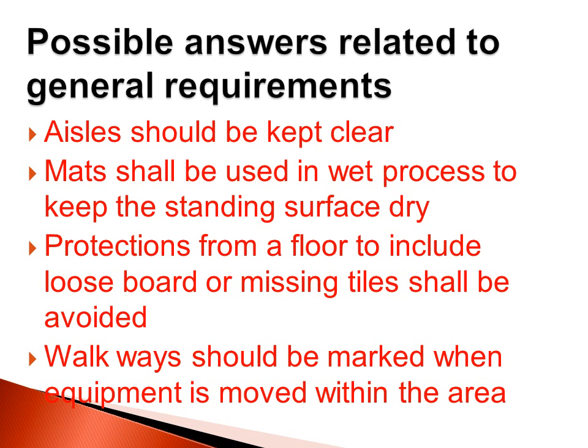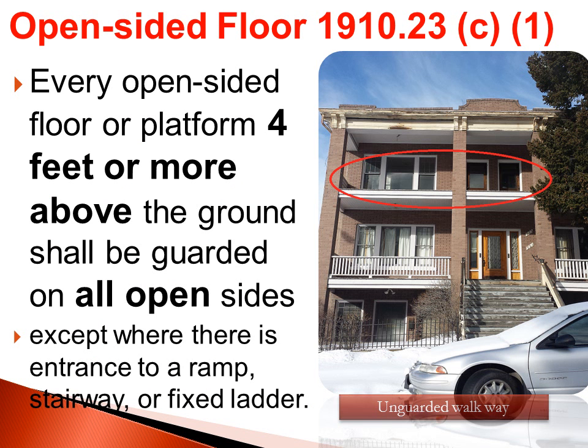Aisles should be kept clear and clean. Mats shall be used where there are wet processes. You can also use a false floor or an elevated floor. Drains should also be clear so water drains away. Protection from a floor mishap where somebody can trip includes removing loose boards or replacing missed tiles. And if you have people and equipment, there should be a clear path that the people are on to separate them from their equipment.